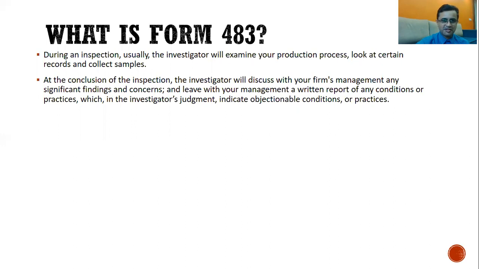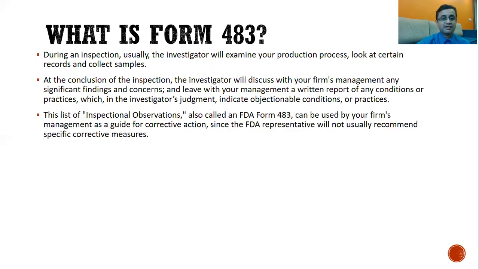At the conclusion of the inspection, the investigator will discuss with your firm's management any significant findings or concerns and leave with your management a written report of any conditions or practices which, in the investigator's judgment, indicate objectionable conditions or practices. This list of inspectional observations, also called an FDA Form 483, can be used by your firm's management as a guide for corrective actions.